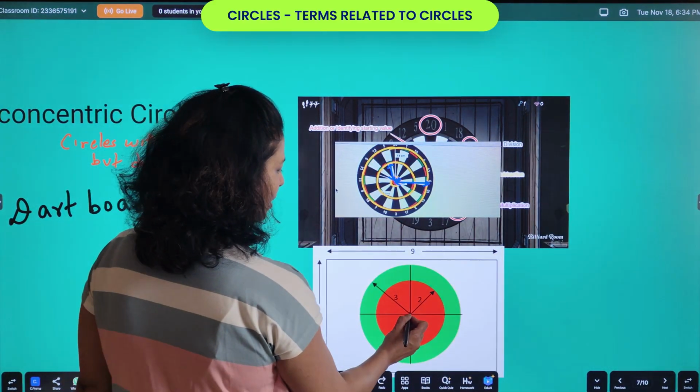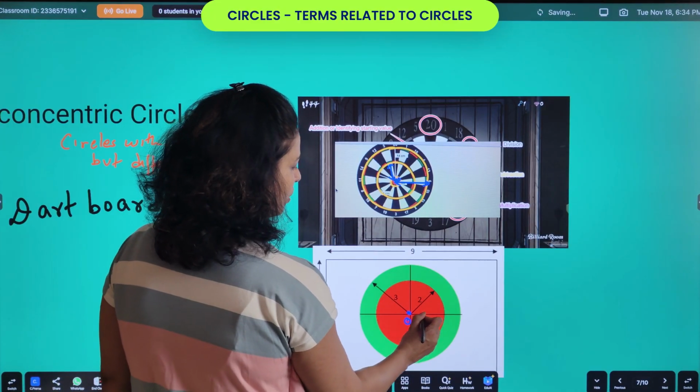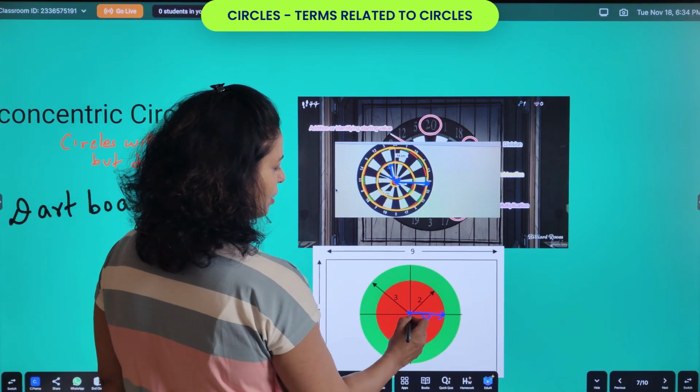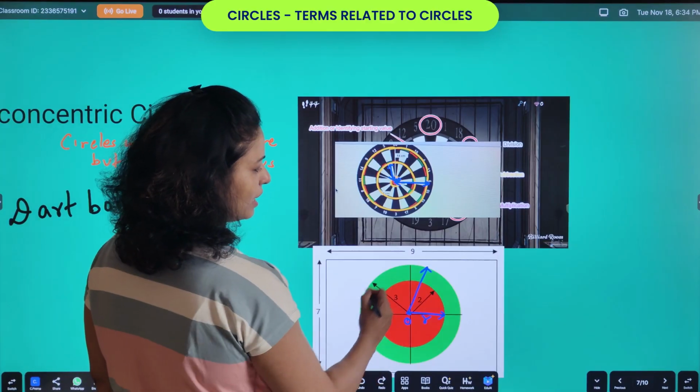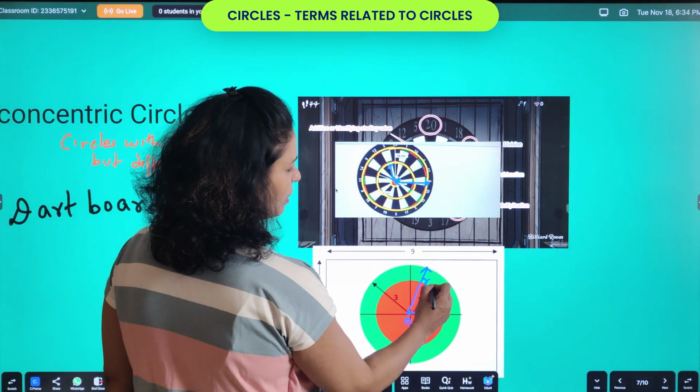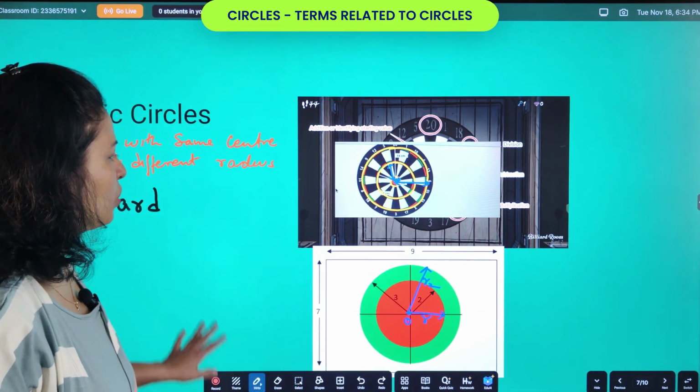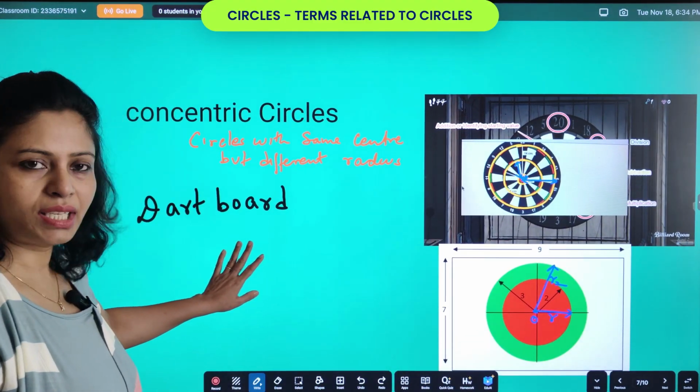Okay, here you can see easily, here this is the center O, so this is the radius, suppose R, and the other circle, the green circle will have a bigger radius, maybe considered as R2, right? So these circles are called as concentric circles.